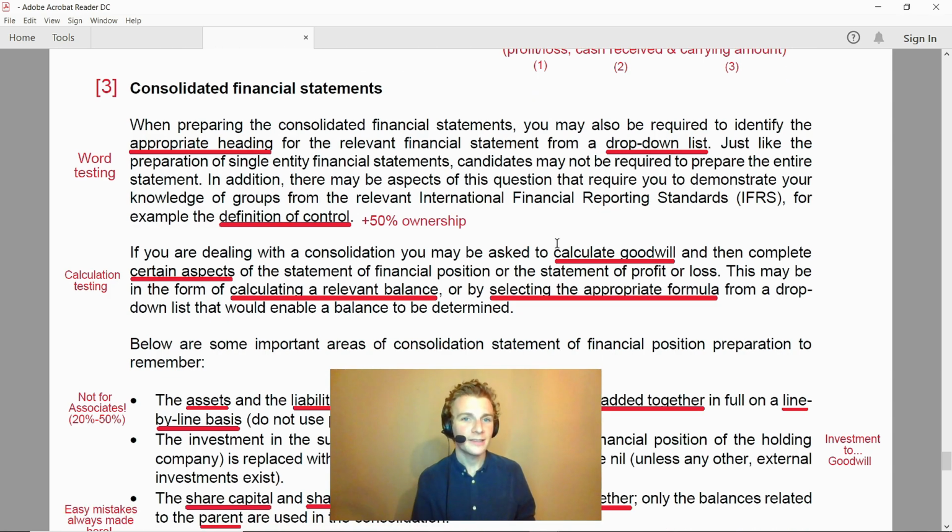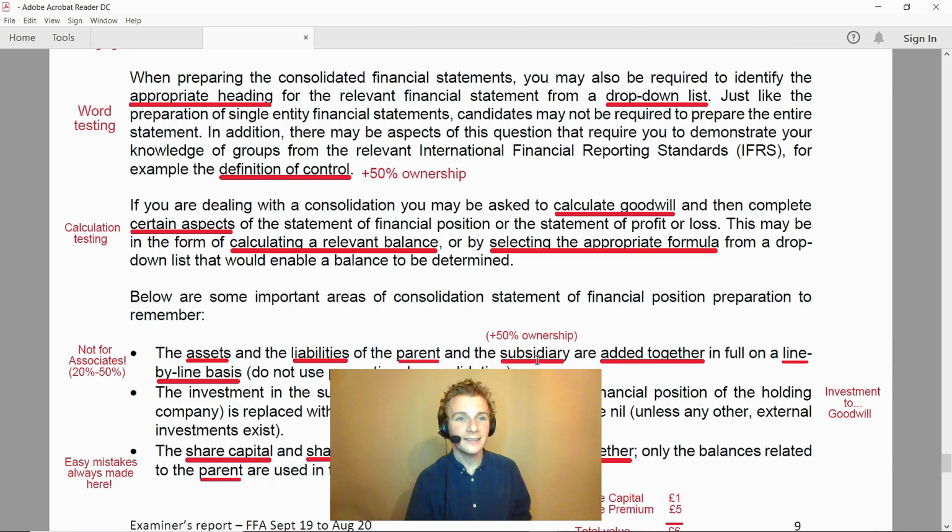Next point in terms of it, so section 3 now, we've got the consolidated financial statements. So going into a bit more detail, but again, I'm only highlighting the key terms, the key facts, and the key figures on here, plus how it could be tested. So drop-down lists are the key thing on here with the appropriate headings. So you've got to know the format, how it's all laid out. And it's going to be testing you. I've got word testing on there as to say, well, it's single entity financial statements.